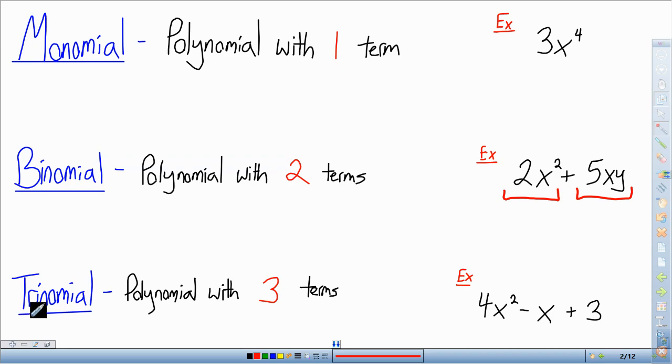And then the last one, a trinomial, is a polynomial with 3 terms. Over here, an example of that, 4x squared minus x plus 3. This is 1, 2, 3 terms. This would be considered a trinomial. And by the way, if you want to put these little brackets on these, that kind of helps you show what's going on. So if you ever see these words, that's all they're talking about. Refer back to this if you forget what those are.